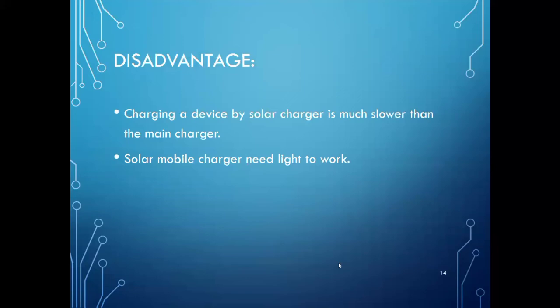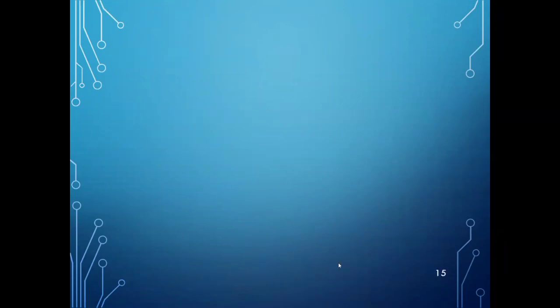Disadvantages. Here are some disadvantages of the gadget. Time consuming. Charging a device by solar charger is much slower than the main charger. Solar mobile charger needs light, and the efficiency depends on the angle at which the solar panel faces the sun. Toxic and hazardous materials are used during the production of photovoltaic cells. Uses a lot of space. Different equipment require different sizes of solar panel to charge, so the size of the solar panel depends on its charging level.